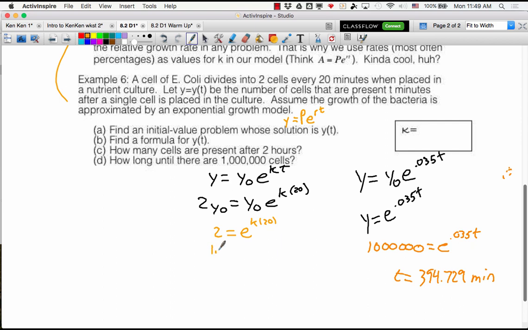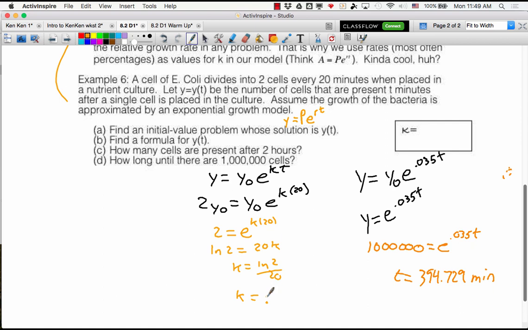So we take the natural log of 2, and we get 20k. So our k value is going to be natural log of 2 over 20. And that's going to give us a number, which I just erased. Natural log of 2 divided by 20? Hey Siri, what is the natural log of 2 divided by 20? The answer is approximately 0.034657.